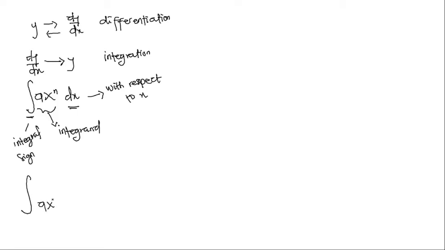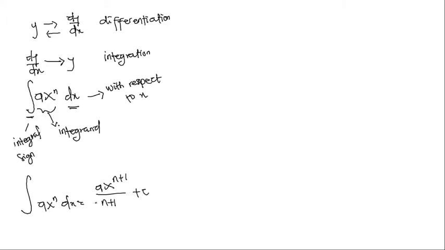Now let's look at the general form. If we integrate the function, all we do is add 1 to the power, or the exponent, or the index of that function, and then we divide it by the new power. So if we integrate this function, we are going to get ax power n plus 1, all divided by n plus 1. Then we add a constant to it.